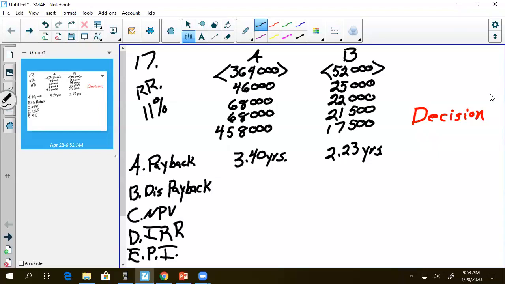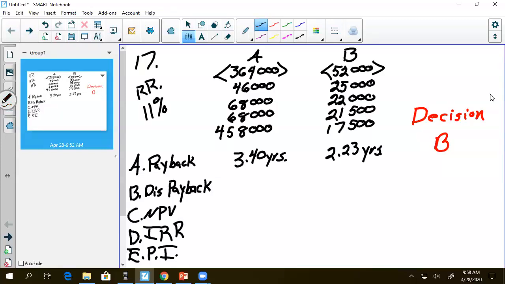Ty says 2.23 years. So based on that, which project would we take? B. B, okay. And why is that? Because it takes less time to finish. Exactly. Less time to recoup our initial loss, right?